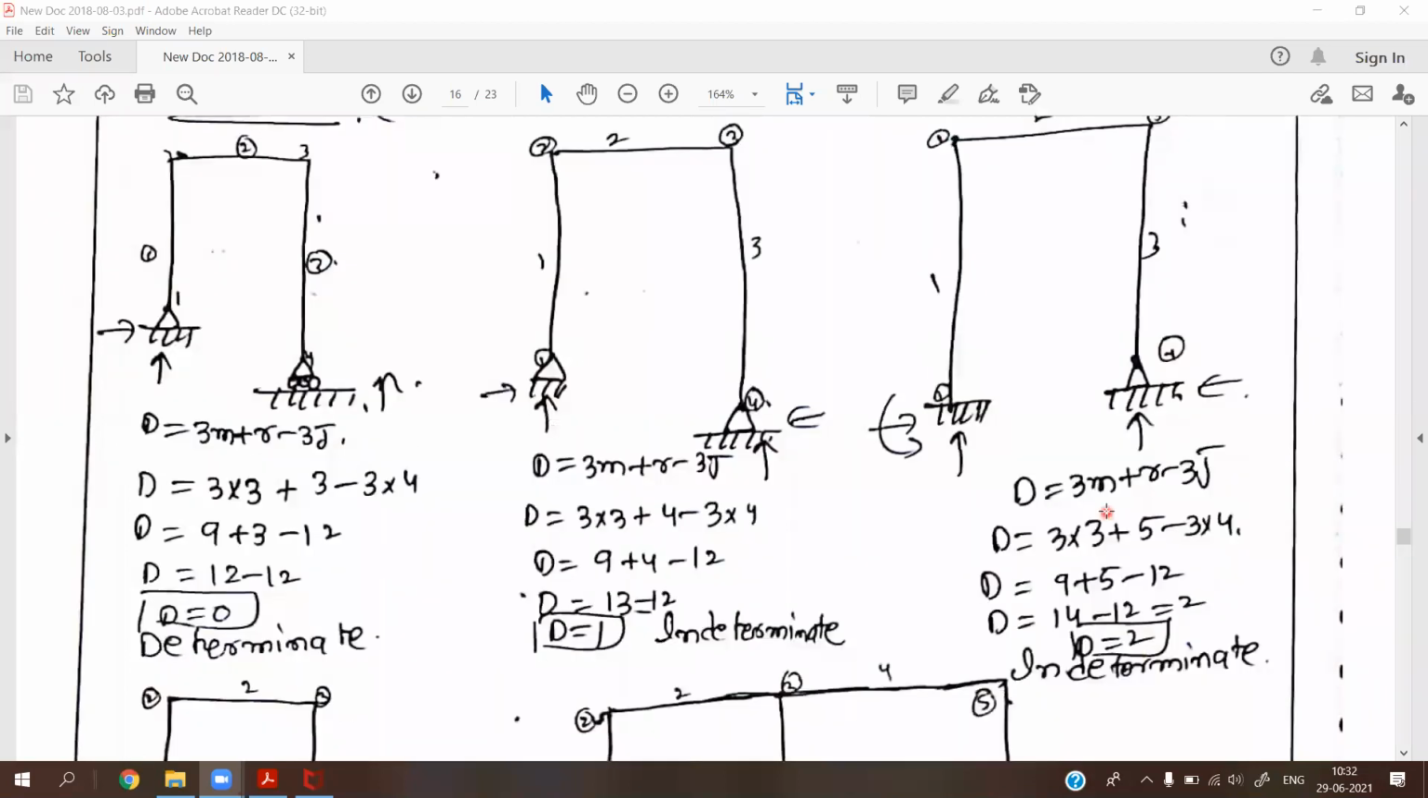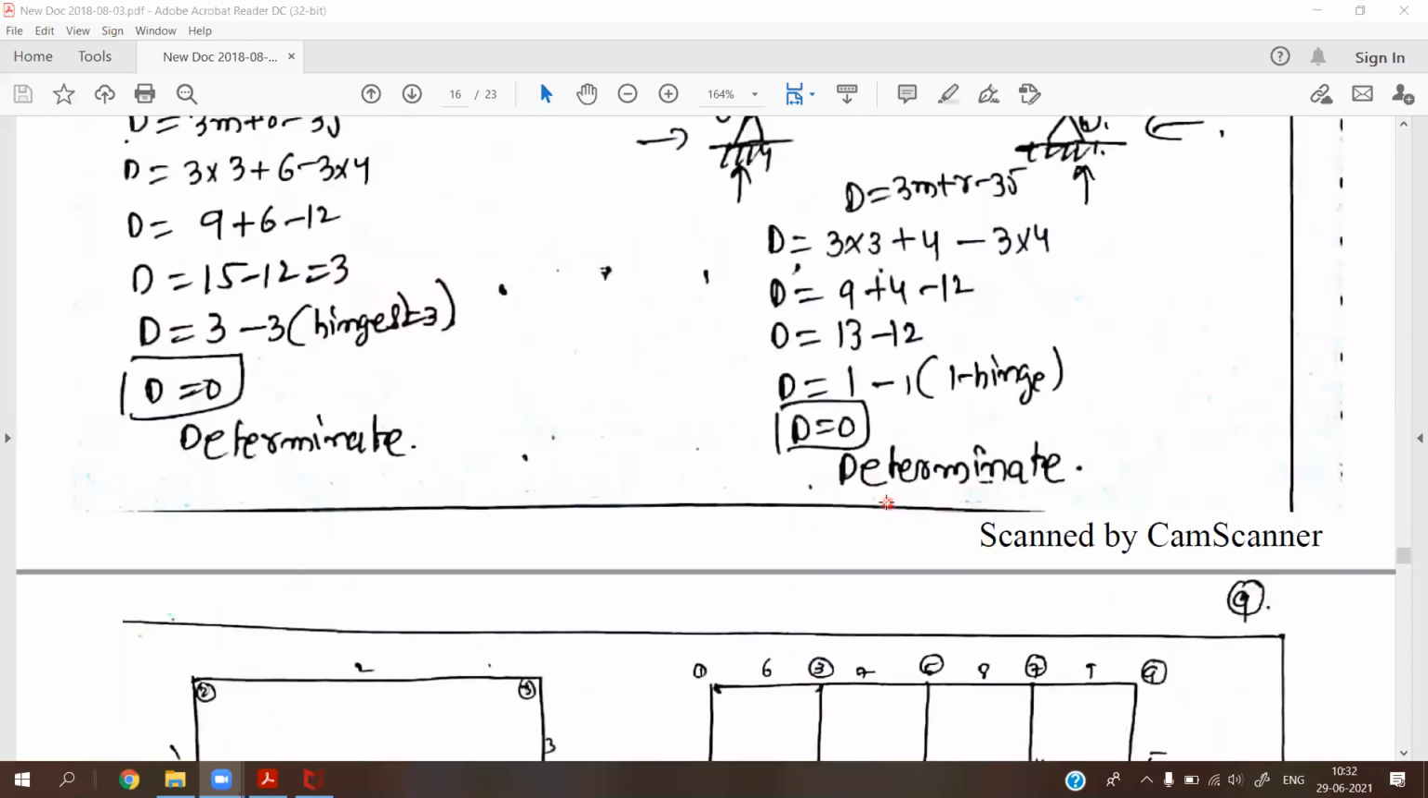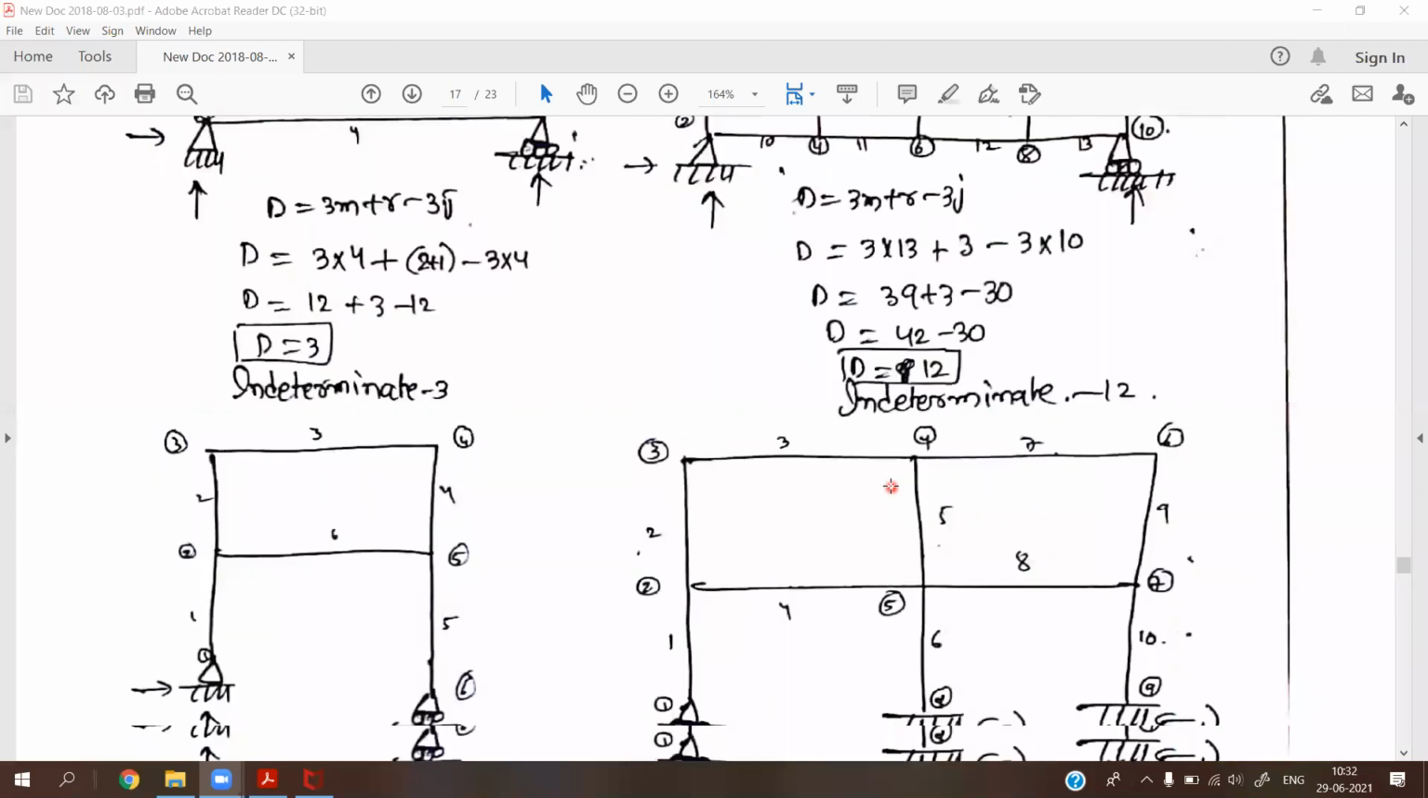Like this we have so many examples. I will explain in detail by practicing with you. But I will explain one more model, that is the hinge model.